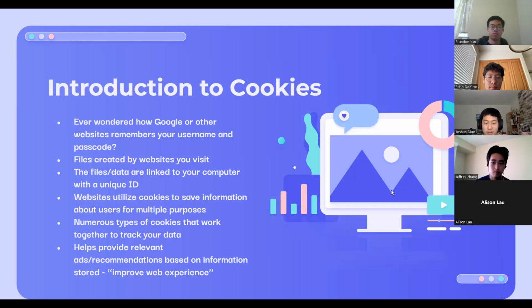Websites also utilize cookies to save information about users for multiple different purposes, which we'll be talking about later, but some include an easier browsing experience and things like advertisements. There are numerous types of cookies, and they all work together to track your data. We'll be talking about some different types of cookies, like magic cookies and HTTP cookies, which are the main type of cookies used today. In general, they help provide relevant ads, recommendations, or information on user experience. This quote unquote improves the web experience, as there are definitely a lot of advantages to websites, but they can also intrude on some privacy.